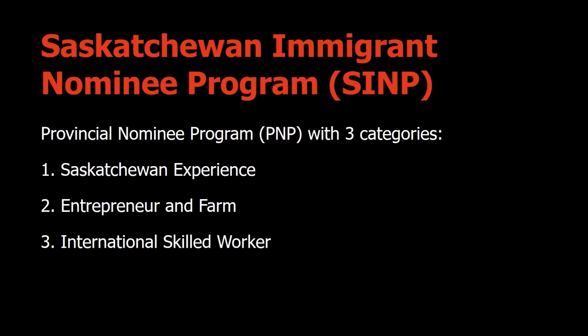The Saskatchewan Immigrant Nominee Program, or SINP, is a provincial nominee program and has three categories. The Saskatchewan Experience category, which is for people living and working in Saskatchewan, the Entrepreneur and Farm category, for those who plan to start a business or operate a farm in Saskatchewan, and the most popular, the International Skilled Worker category. Since this is the relevant stream for most of you, we'll be discussing it in detail.